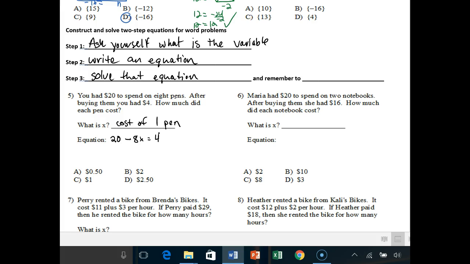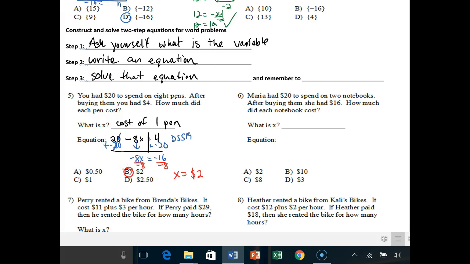Now if I go ahead and try and solve this two-step equation, I will add negative 20 to both sides. I'll get not 8x, but negative 8x. Drop down 4 plus negative 20, different sign, subtract, keep the sign of the one with more. So 20 minus 4 is 16, but I have more negatives, so negative 16. And then I divide by negative 8 on both sides, and 1 pen cost me $2.